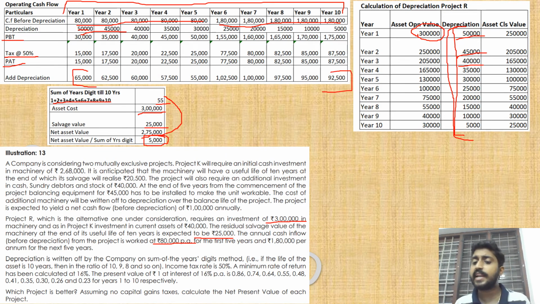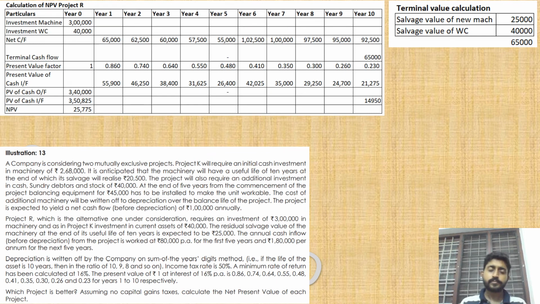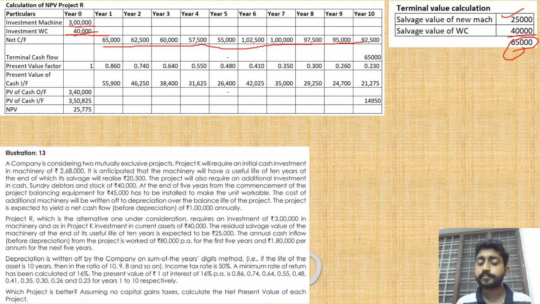Now we have all the details. Let's go for the calculation of the NPV. 3 lakh is the investment that is given. Working capital investment of 40,000 is given. And the cash flows, we have just calculated, I have taken. What is the terminal cash flow? The salvage value of this project R machine is 25,000. Working capital at 100% will be liquidated at the end of the project. 40,000 plus 25,000, 65,000 is the total terminal cash flow at year 10. So for year 10, I have taken 65,000 here.